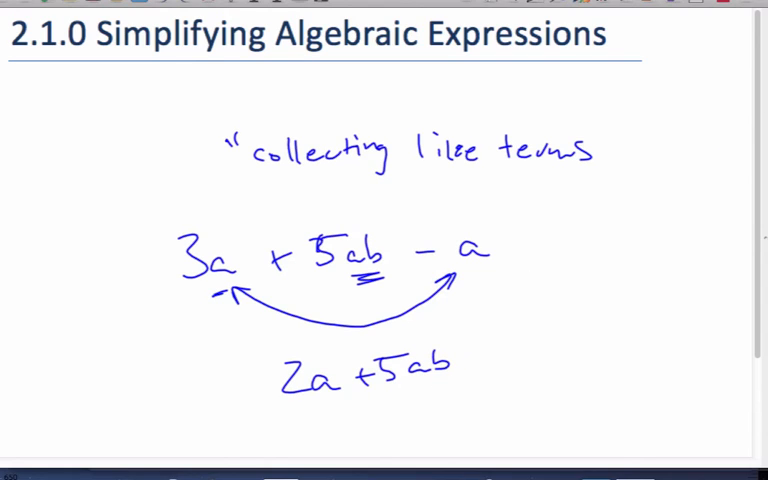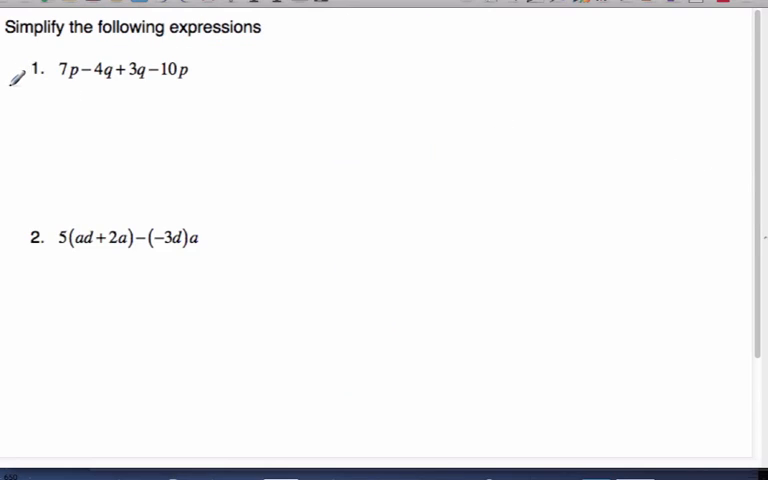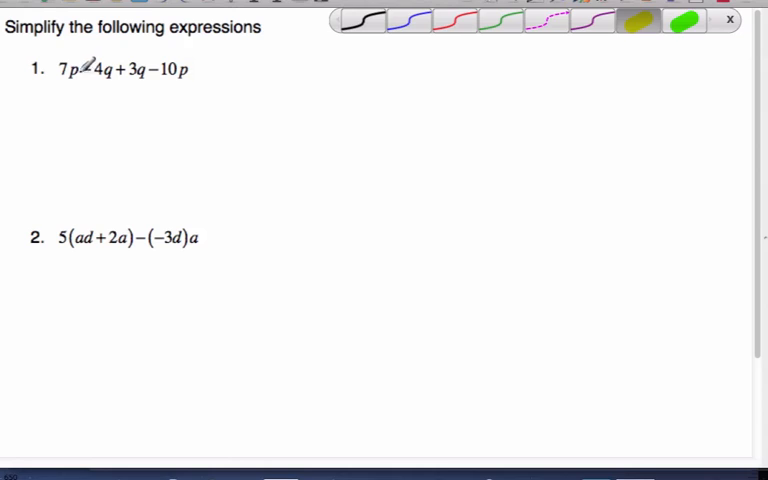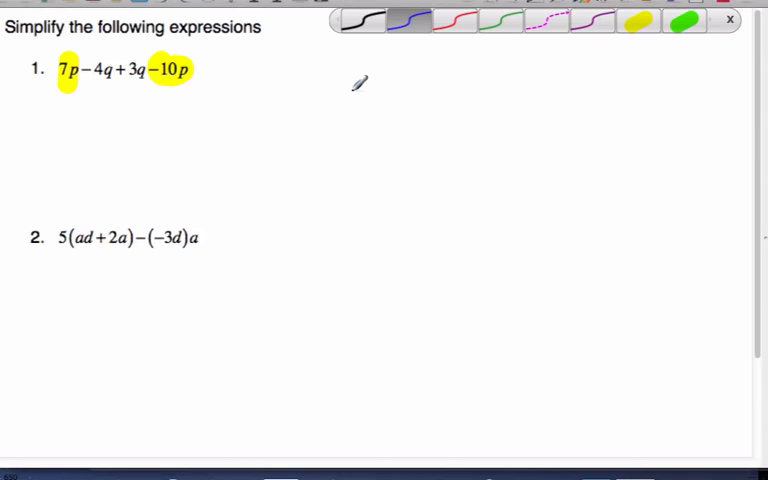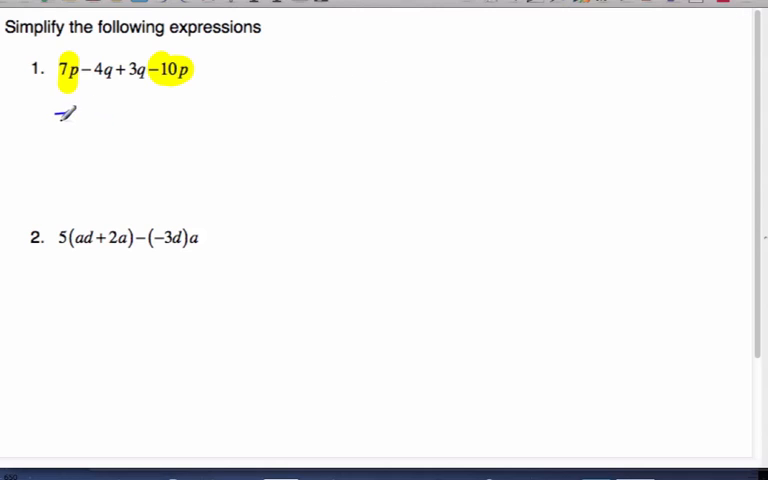So let's do some examples here. Simplify the following. In here I can see that I have a q, a p, and a p. So it's good to highlight or circle the terms that are like, because then it's easy to identify. We have 7p and negative 10p. Don't lose that negative in front of the coefficient there. 7 minus 10 is negative 3p.